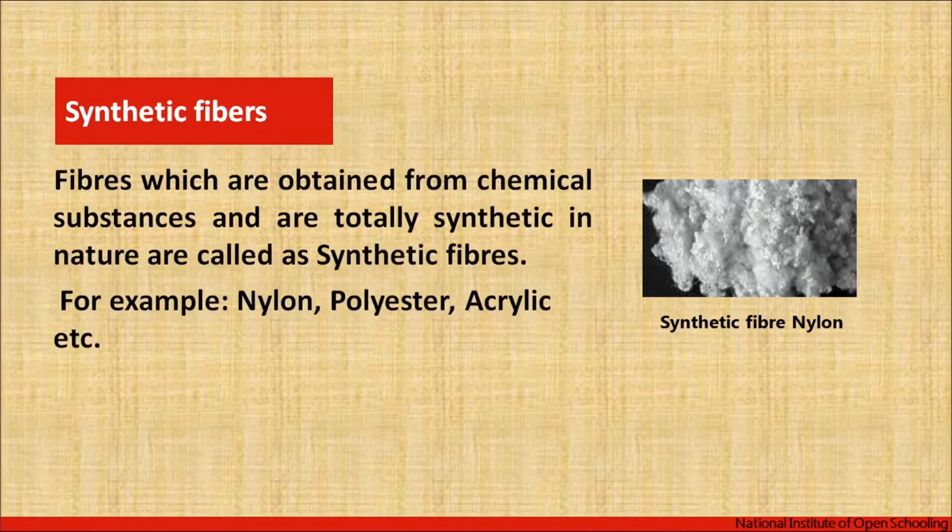Next, we come to the synthetic fibers. These are obtained from chemical substances and are synthetic in nature. These are made by using different chemical compositions. We have different chemicals in the lab and, by different spinning methods, we extrude them through spinnerets and make synthetic fibers. Examples of synthetic fibers are nylon, polyester, acrylic.